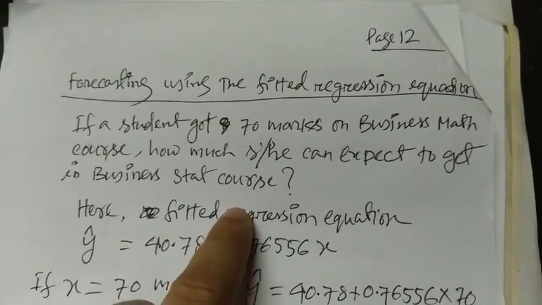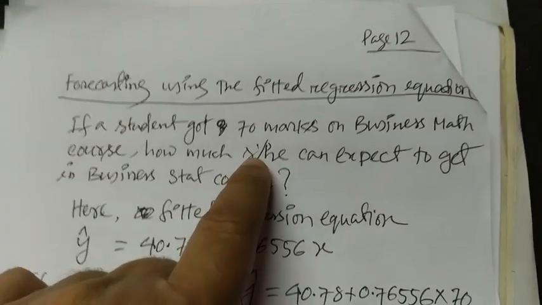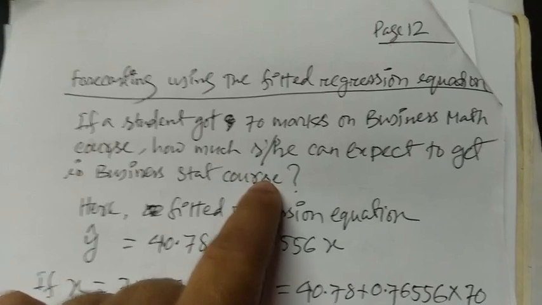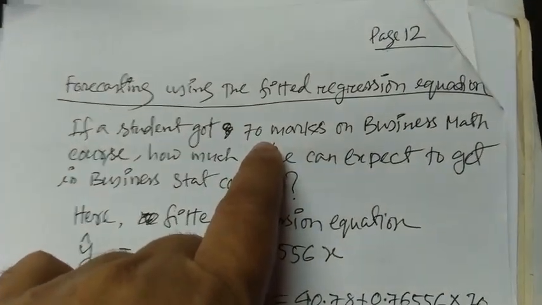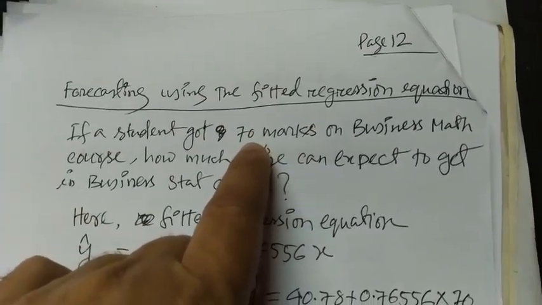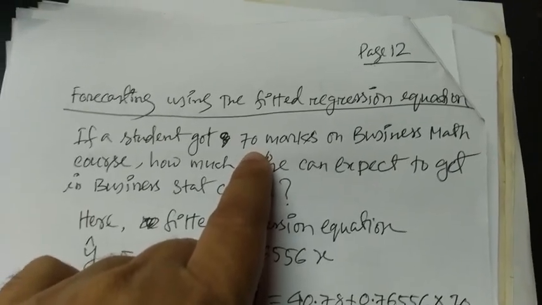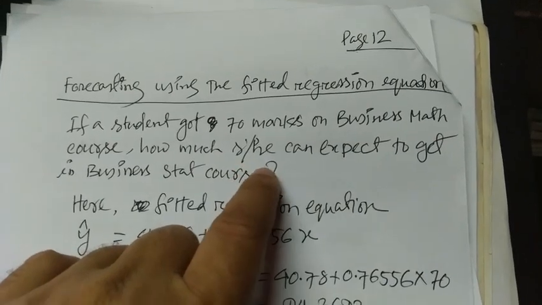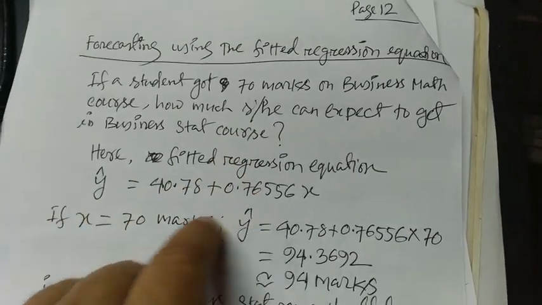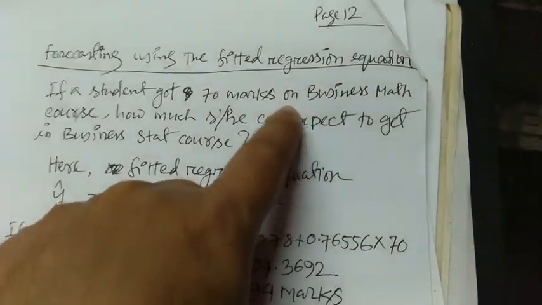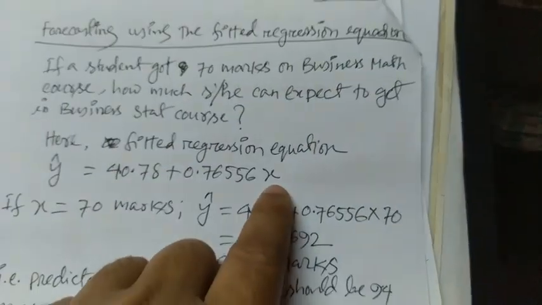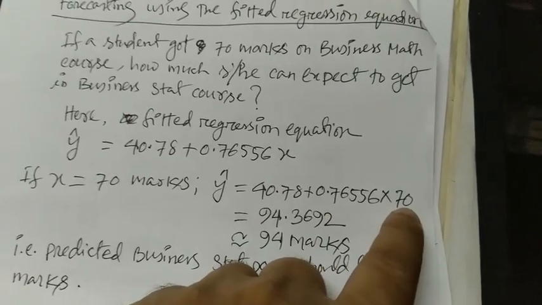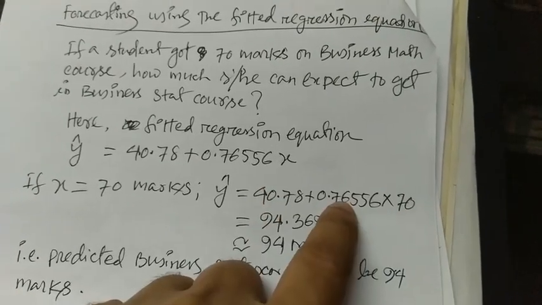That means we want to predict how much a student can get in the business statistics course from his or her business math course. If he or she gets 70 marks in business math, how much can he or she expect to get in the business stat course based on this model? So the business math score is 70, that means the value of x is 70 marks. We will put the value of x as 70 in the fitted regression equation.